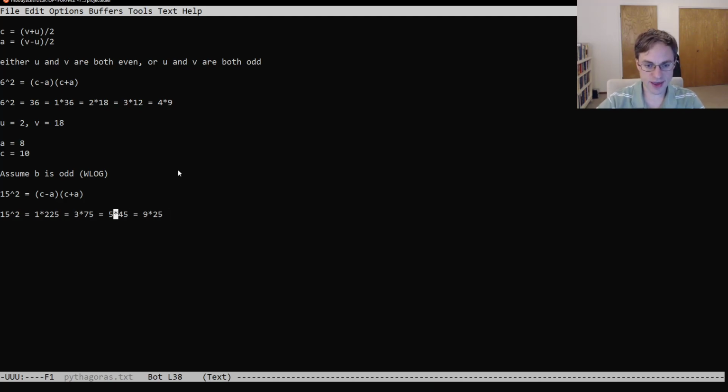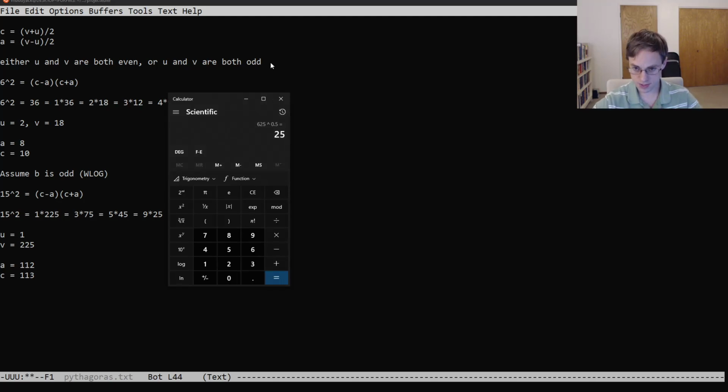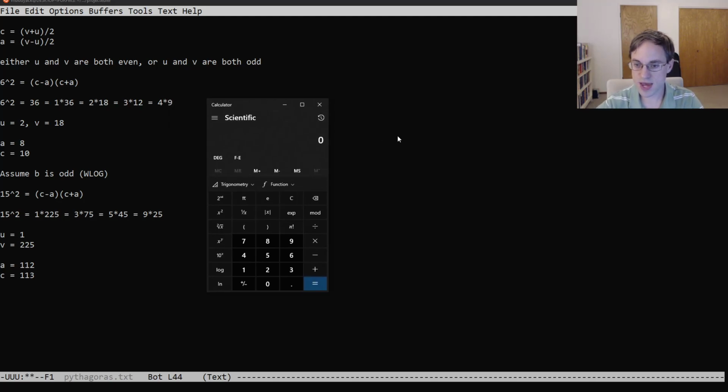So let's take a look at this first one here, 1 times 225. We'll say u is equal to 1, v is equal to 225, and that's going to give us a is equal to 112, c is equal to 113. So that seems to meet all our requirements. Let's double check to make sure that is in fact a primitive Pythagorean triple.